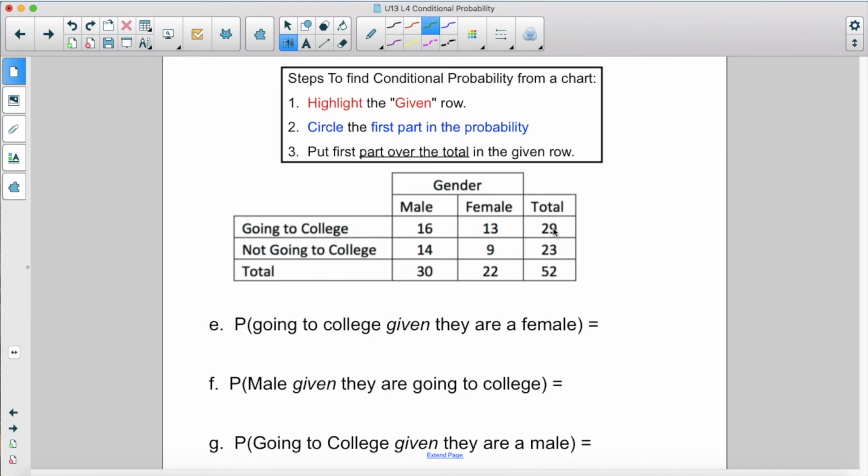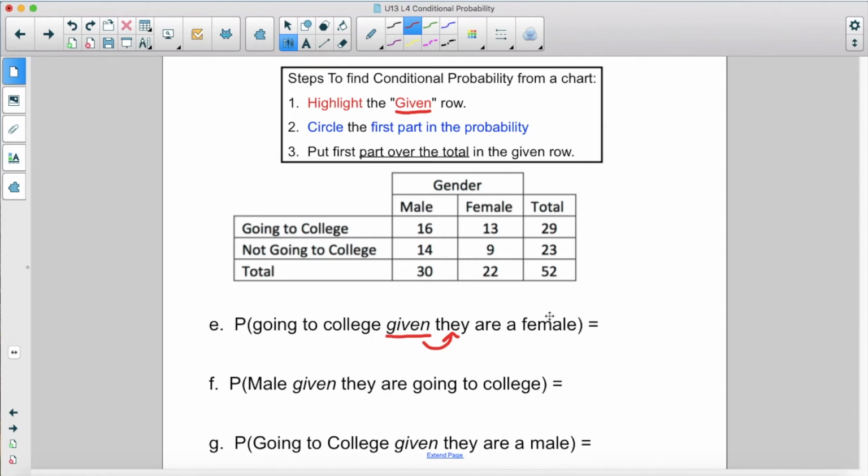Now what we're going to do is find conditional probability from a chart or a table. So before I get into how we do it, usually how these questions are structured is it'll say, find the probability of one thing given something else. Okay, so there will be a given in every single problem. What comes right after given? That is your given row. Okay, so this is the condition that's here.